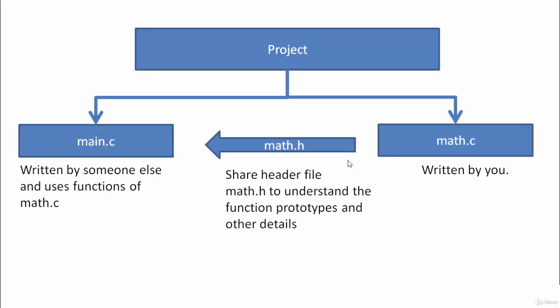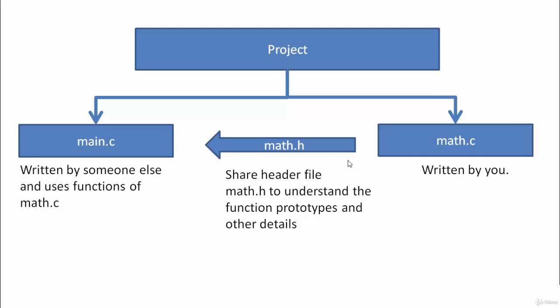So basically, your project should contain two source files. One is math.c. Let's say it is written by you. And inside the math.c, you have to write functions to do the mathematical operations. And let's say there is one more source file called main.c. Let's say it is written by someone else. And main.c uses functions of math.c.